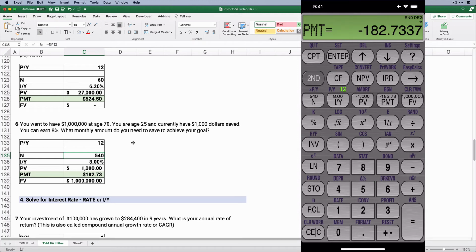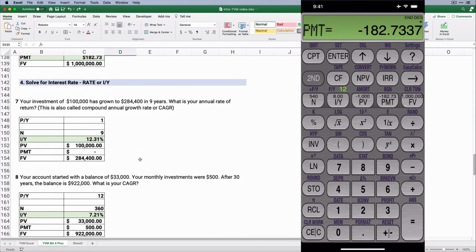The present value is 1,000, and we want it to grow to 1 million by putting in a payment every time. So here's the deal. If you have 45 years until you want that $1 million and you can get 8%, then you have to put aside $182. If you only have 40 years, then you have 480 months, and your payment's going to have to go from 182 to 280 essentially. So just waiting 5 years means your payment goes up $100.